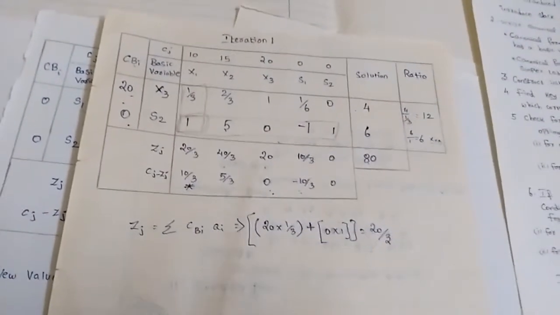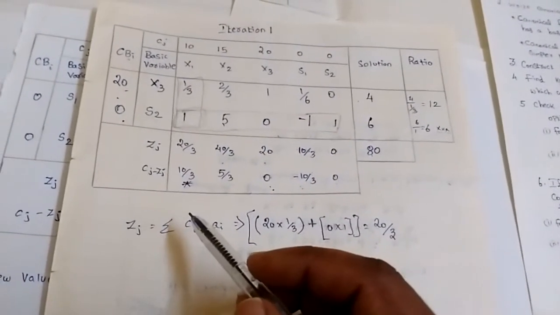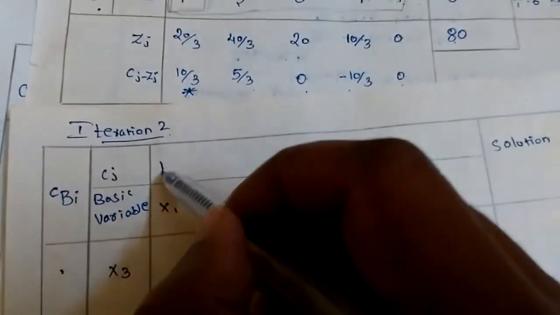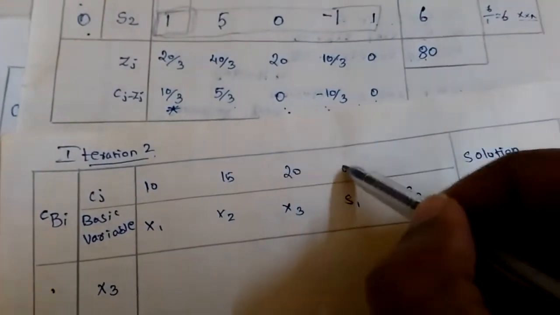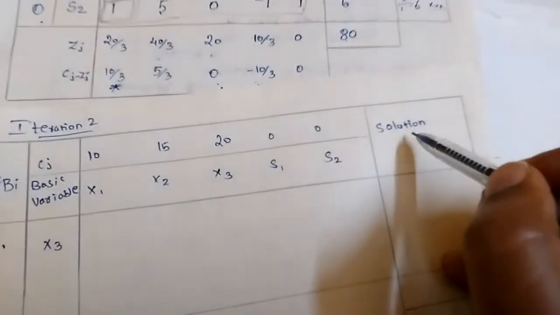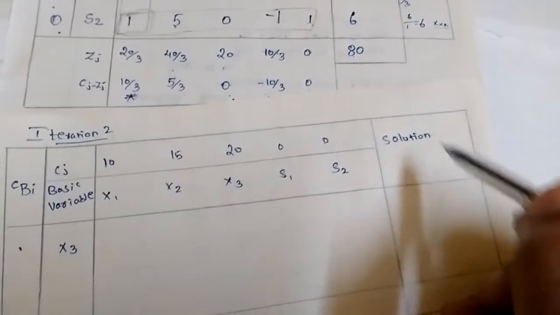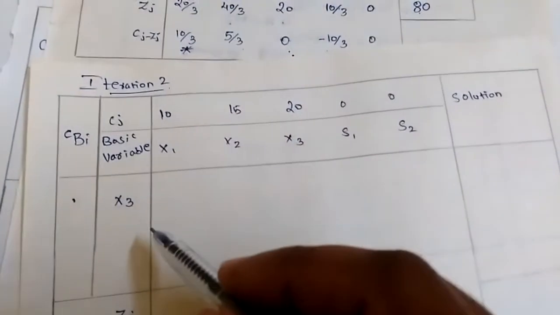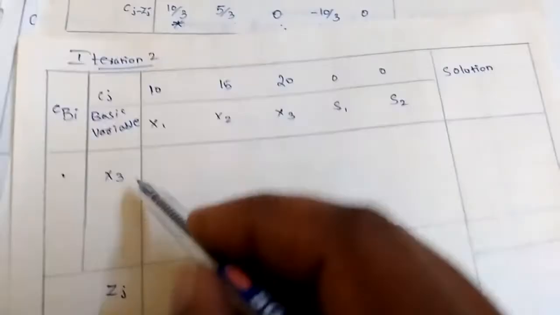Okay, now we are going to iteration 2 to reach the optimality condition. The Cj, Zj, all this value remains in the places 10, 15, 20, 0, 0. Up to solution we are done, not the ratio column. Just see, if the Cj minus Zj value shows optimality reached, there is no need of ratio column, no need of key element. Okay, now just go for the entering variable.